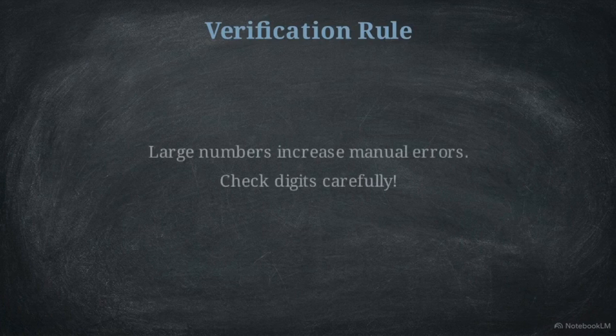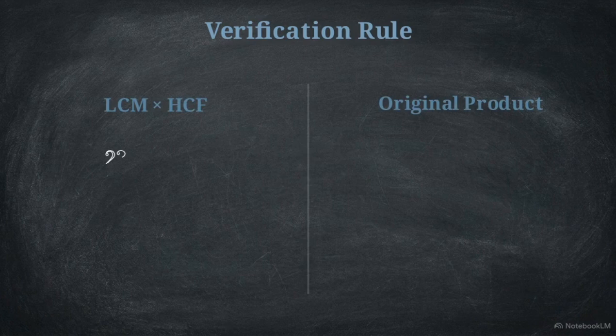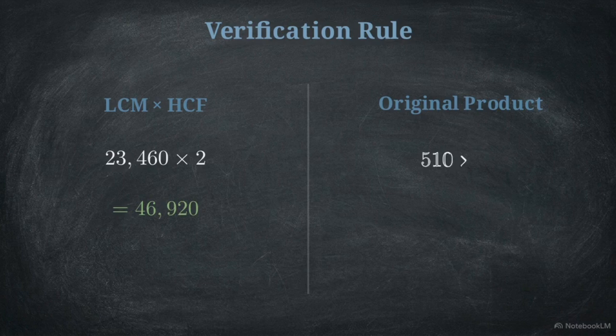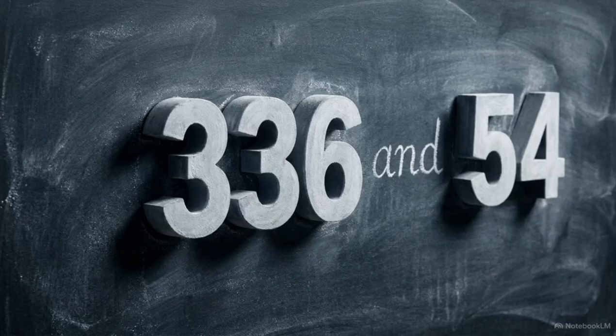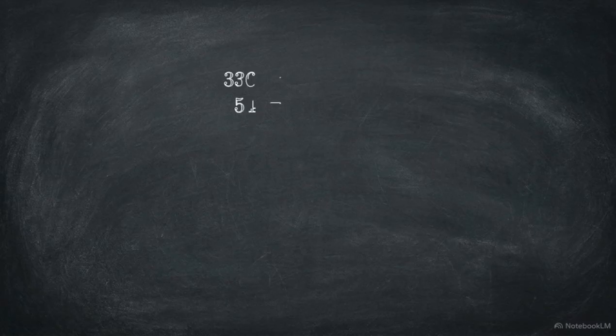When numbers are this large, a single mistake in basic multiplication can throw off the whole verification. Check your digits carefully. Testing the rule, 23,460 times 2 is 46,920. Our original numbers, 510 and 92, also multiply to 46,920. Let's move to our final pair, 336 and 54.